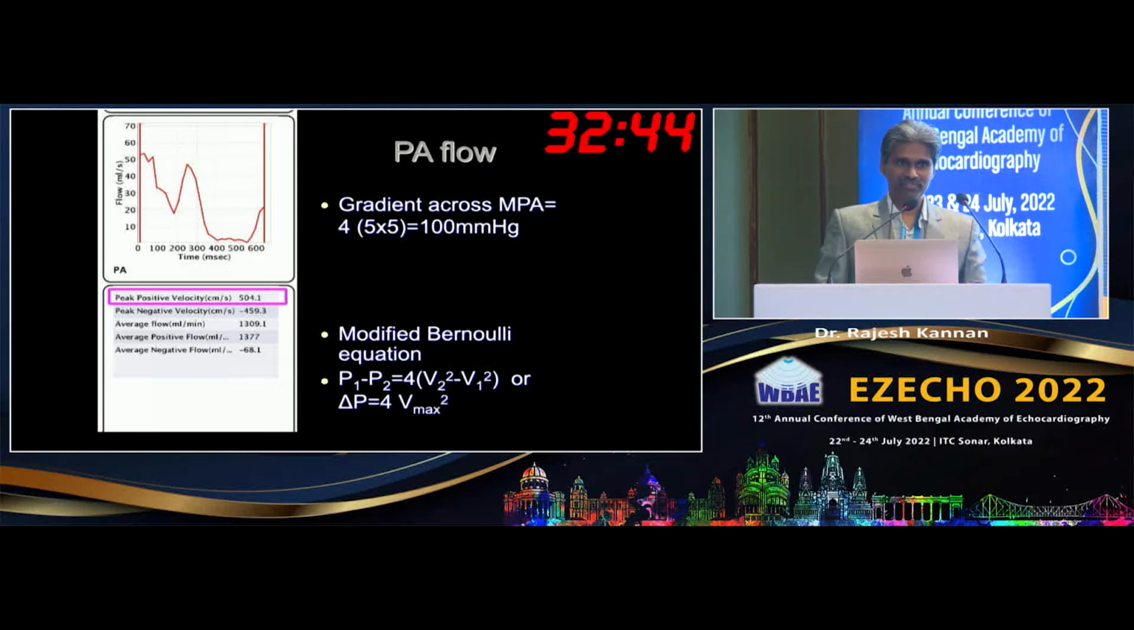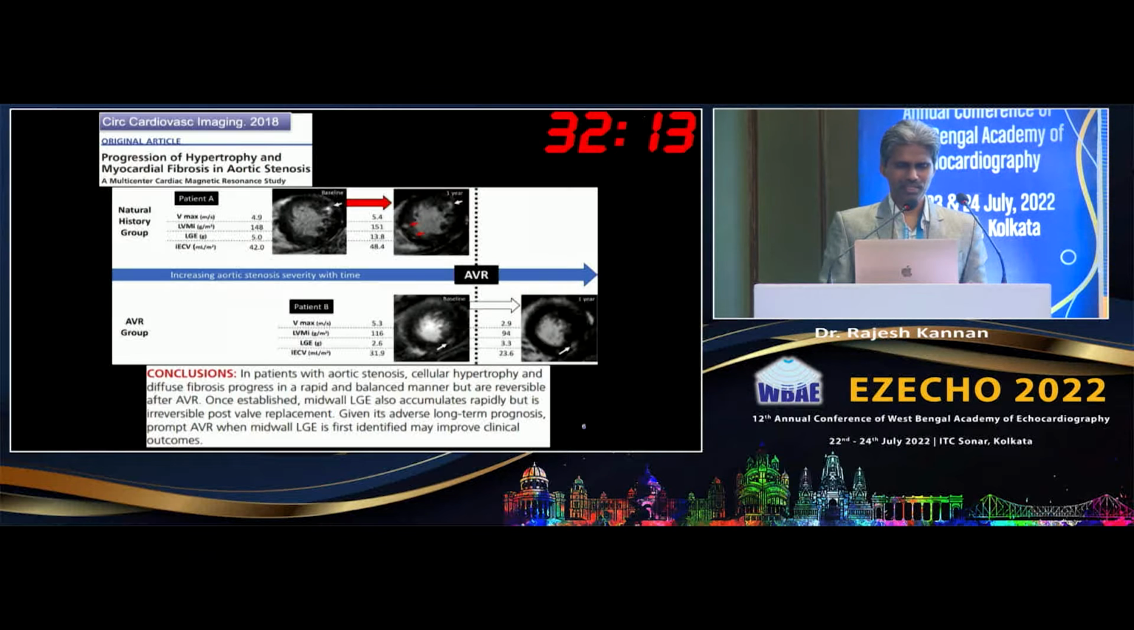The added advantage of MR is similar to echo. We can quantify the stenosis using flow measurements called phase contrast, where, using the modified Bernoulli equation, similar to echo, we can calculate the pressure gradient across the valve stenosis. In this case, if the peak velocity is 504 centimeters per second, using the formula 4V squared, we can calculate this as 100 millimeters of mercury. But even though these can be assessed using echo itself, the added advantage comes in MR.